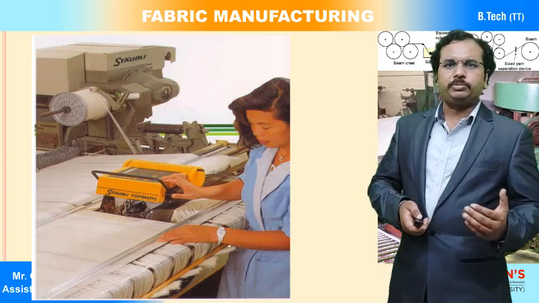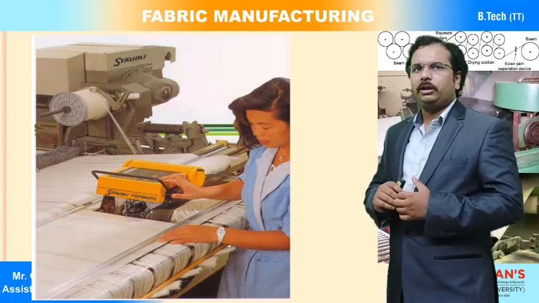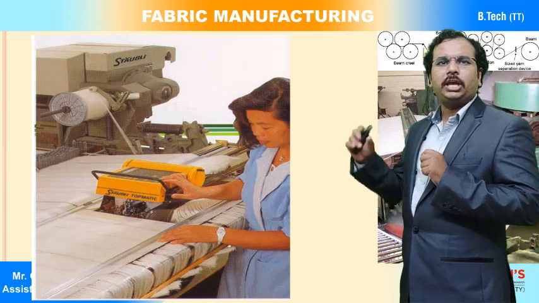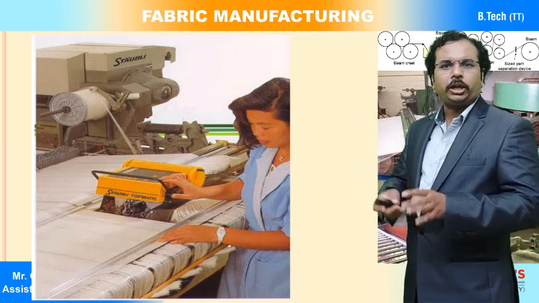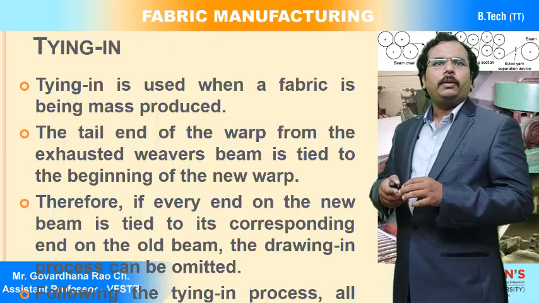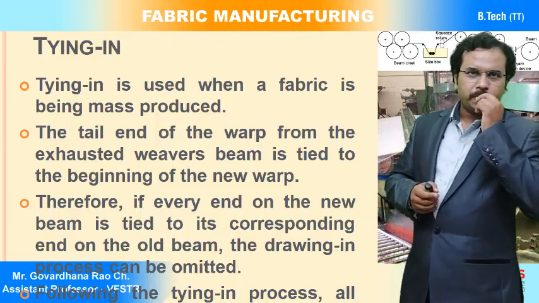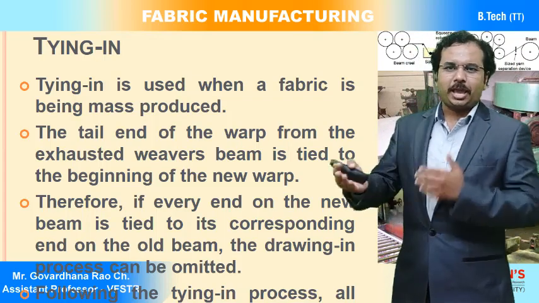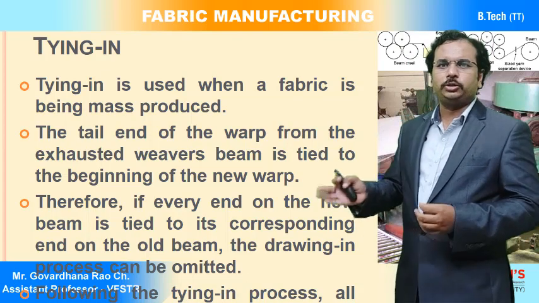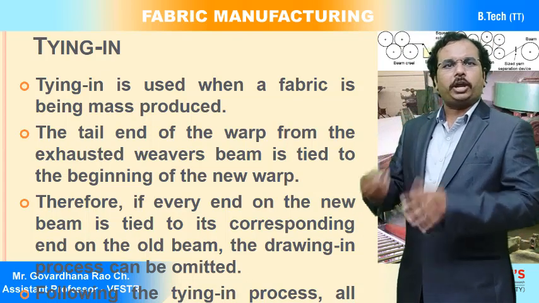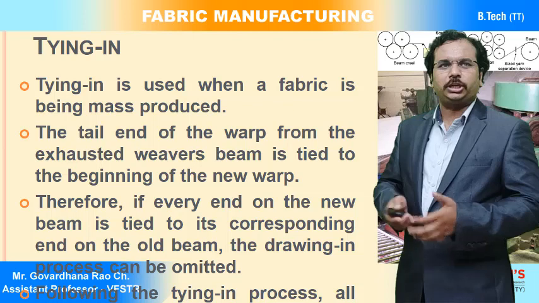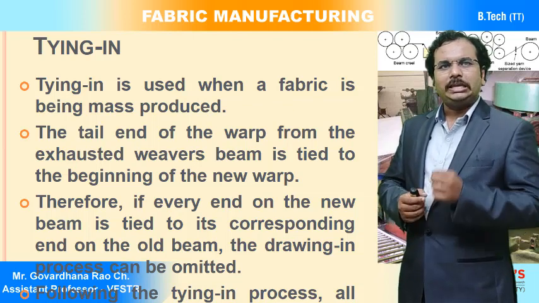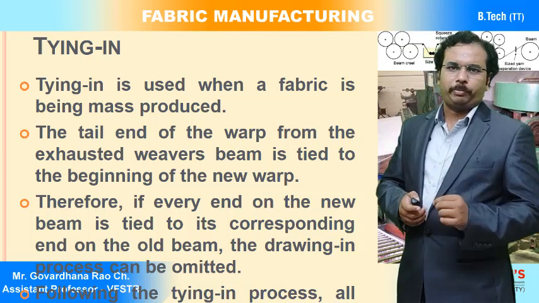So before that, you can observe that there is an image, where the old warp and the new warp are being knotted together with the help of some mechanism, that is a knotting machine. Okay, so tying is used when the fabric is being mass produced, that is the same production, 10,000 meters, and again we need to produce one more 10,000 meters. In that case, in mass production, the tail ends of the warp from the exhausted weaver's beam are tied to the beginning of the new warp beam.